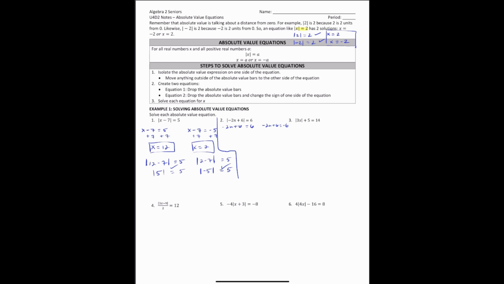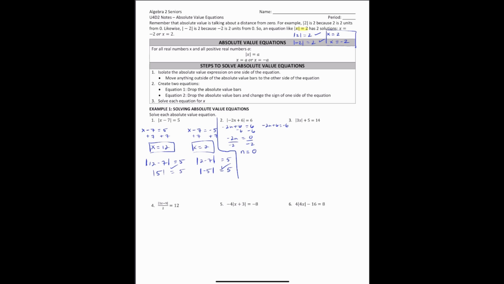Okay. So we're going to subtract both sides by 6. I have negative 2n equals 0. Now, if I divide both sides by negative 2, n is equal to 0.